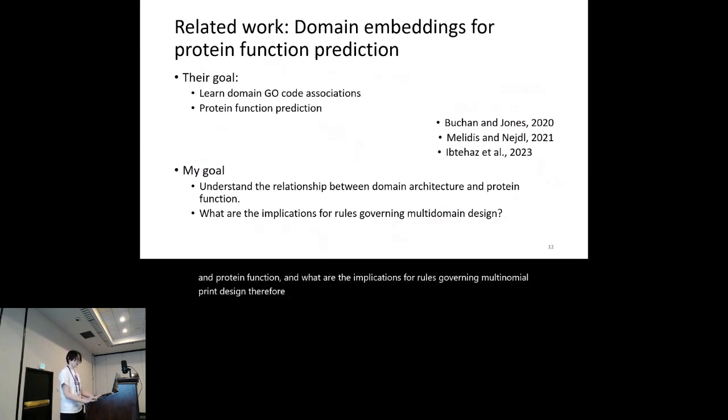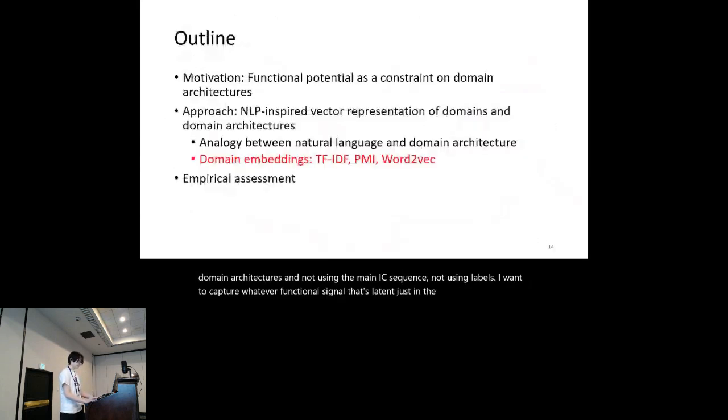Therefore, the way I train domain embeddings is to use only the domain architectures, not using amino acid sequence, not using labels. I want to capture whatever functional signal that's latent just in the domain organization alone. And now I'm going to introduce 3 domain embeddings we use. They define context differently, and this way they capture different kinds of interplay between domains.